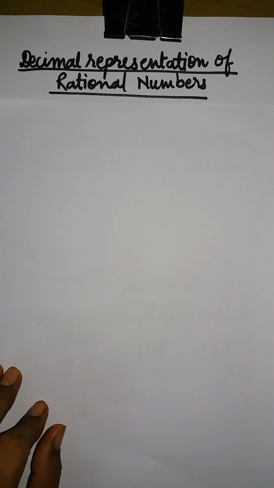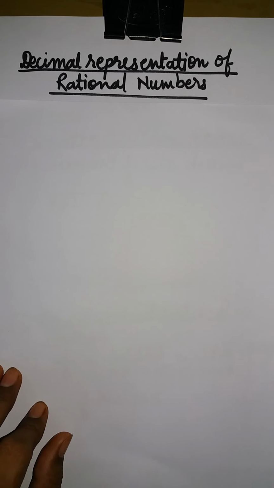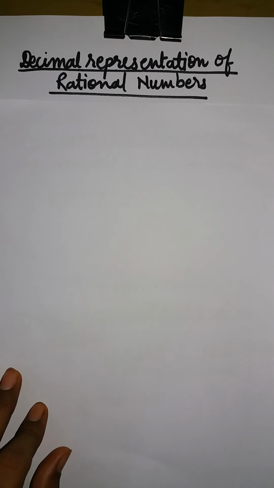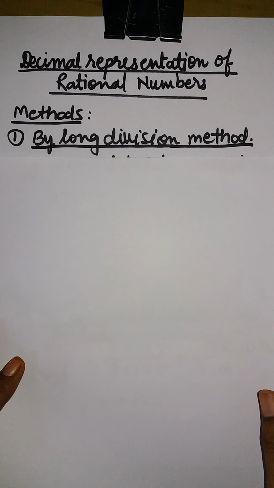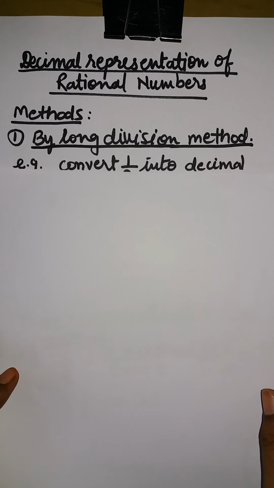A rational number can be changed into a decimal either by the long division method or by writing an equivalent rational number with the denominator as 10 or a power of 10, that is 10, 100, 1000, 10,000, etc. And then we express the equivalent rational number as a decimal. Let us first start with the long division method.